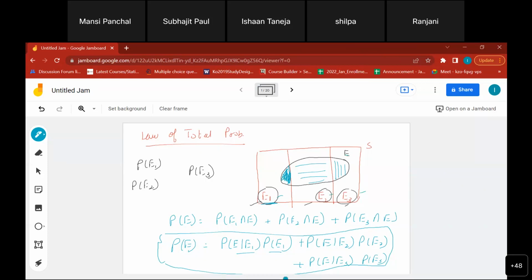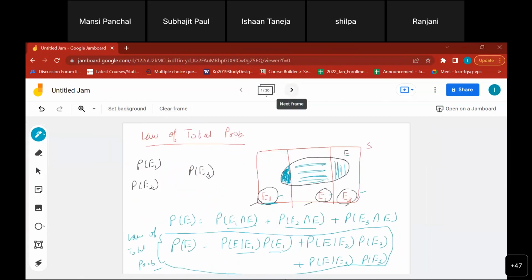So what I can do is, this blue shaded region, it would be E intersection E1. This region would be E intersection E2. So I'm adding these 3, okay? So this is called the law of total probability. Okay? Is this thing clear, everyone?